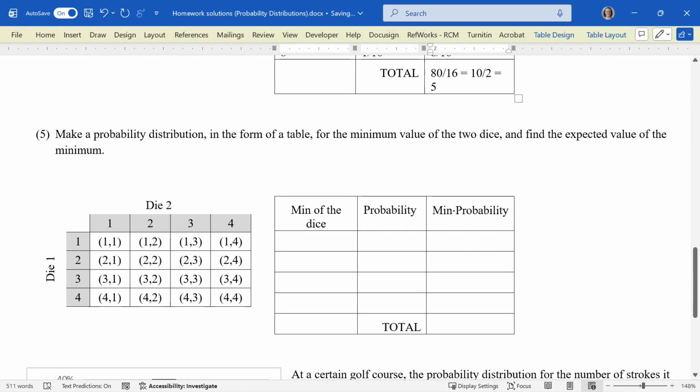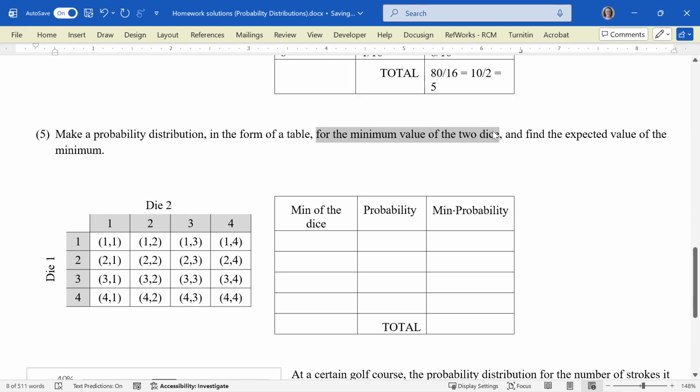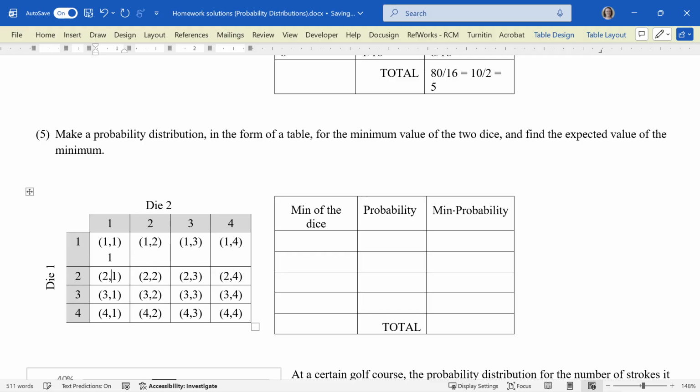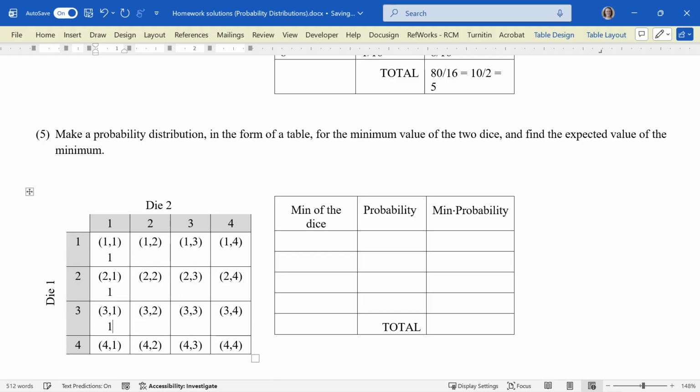And now we're going to do basically the same thing, but we're going to find the minimum of the 2 dice values, so the smaller of the 2 numbers. So this one is going to be 1. This is also 1. This is 1 again. This one is 1. This one is 1. Now the minimum is 2, and again 2, again 2.